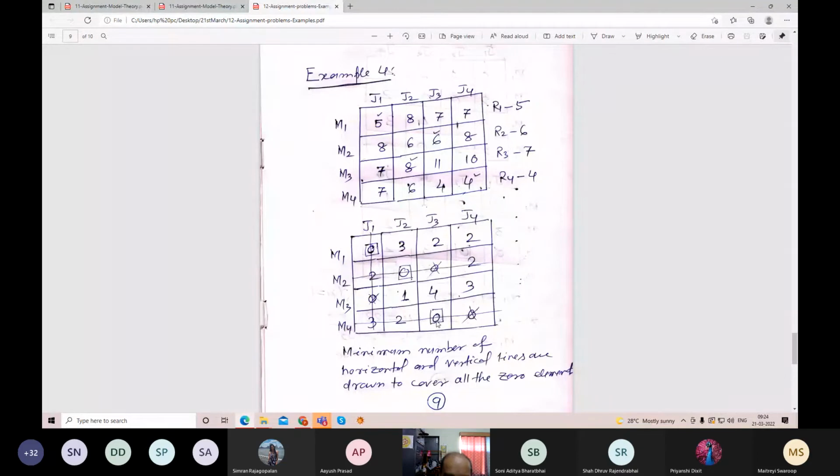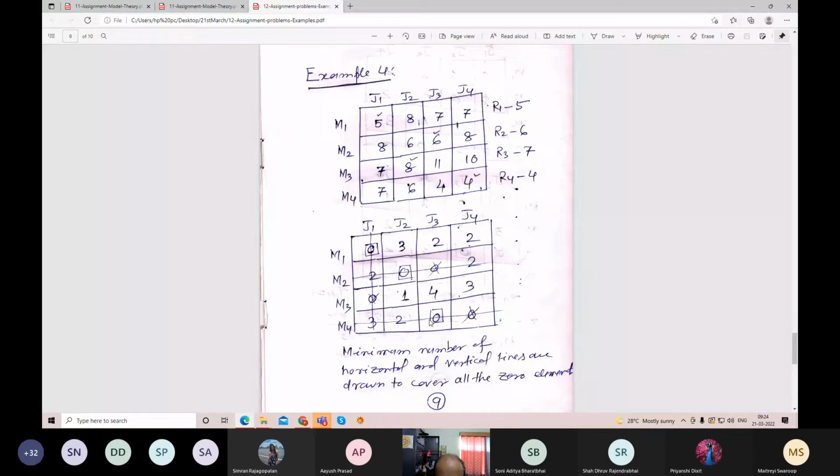So this is not the complete assignment, because in the third row and the fourth column there is no assignment. So this is not a complete assignment. So we draw the minimum number of horizontal and vertical lines to cover all the 0s. So we have drawn 2 horizontal lines and 1 vertical line.